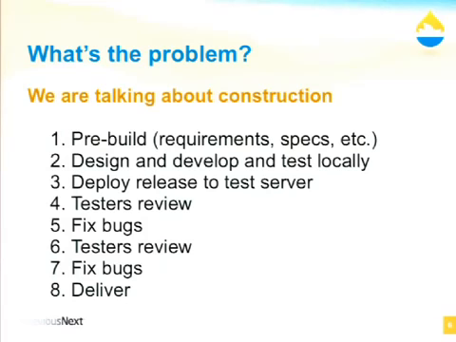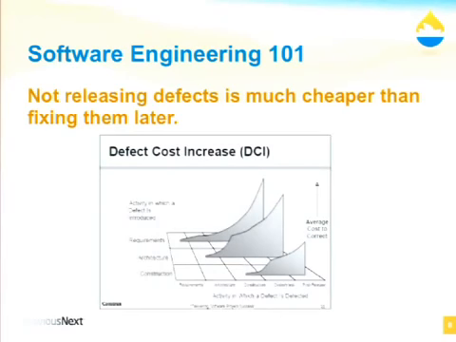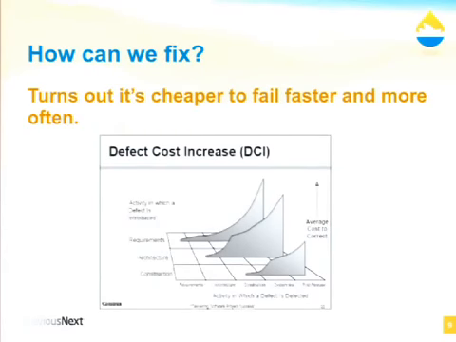Other agile processes might deal with leaks in requirements or handling that, but this is engineering focused, so right there. Okay, so just a quick review of Software Engineering 101. We don't want to release defects because it's just cheaper to fix them now than later, basically. So it turns out that we want to. This is some of the motivation behind agile engineering practices.